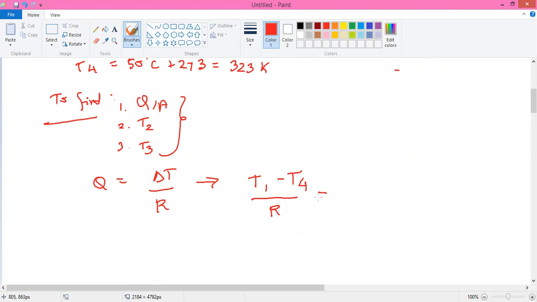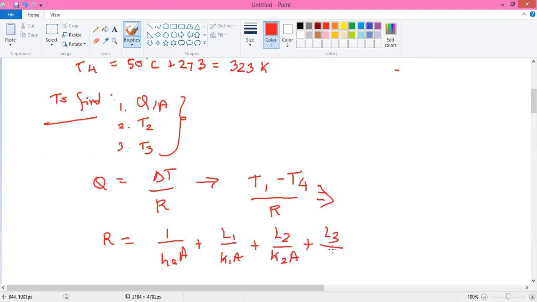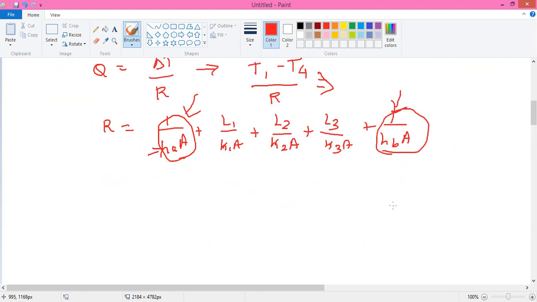Okay, so this is a composite wall. We already know that the thermal resistance R is equal to 1 by hA plus L1 divided by K1A plus L2 divided by K2A plus L3 divided by K3A, and then 1 by hB A. Here there is no heat transfer coefficient given, which represents the convective heat transfer coefficient. So we neglect those terms. We write the thermal resistance as L1 divided by K1A plus L2 divided by K2A plus L3 divided by K3A.